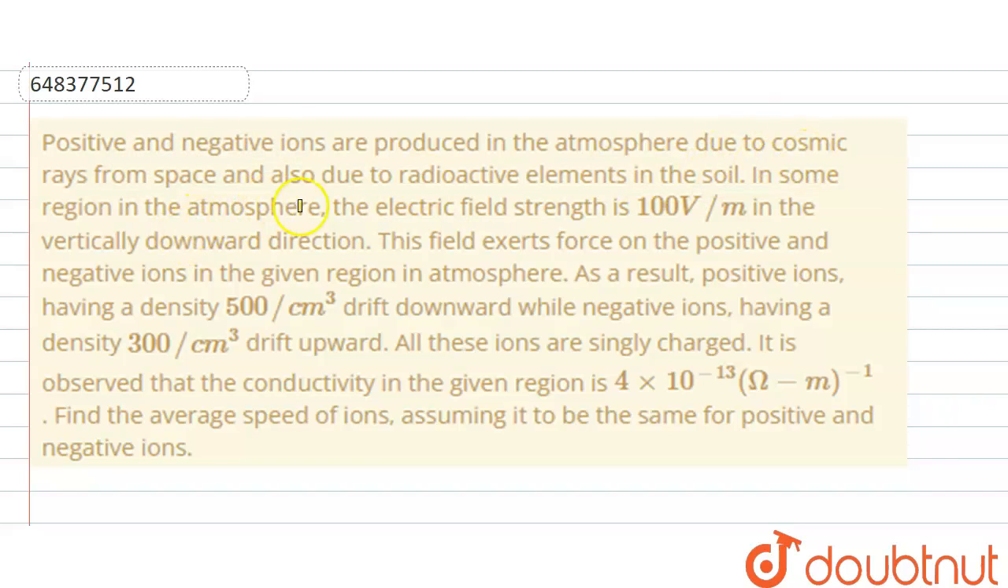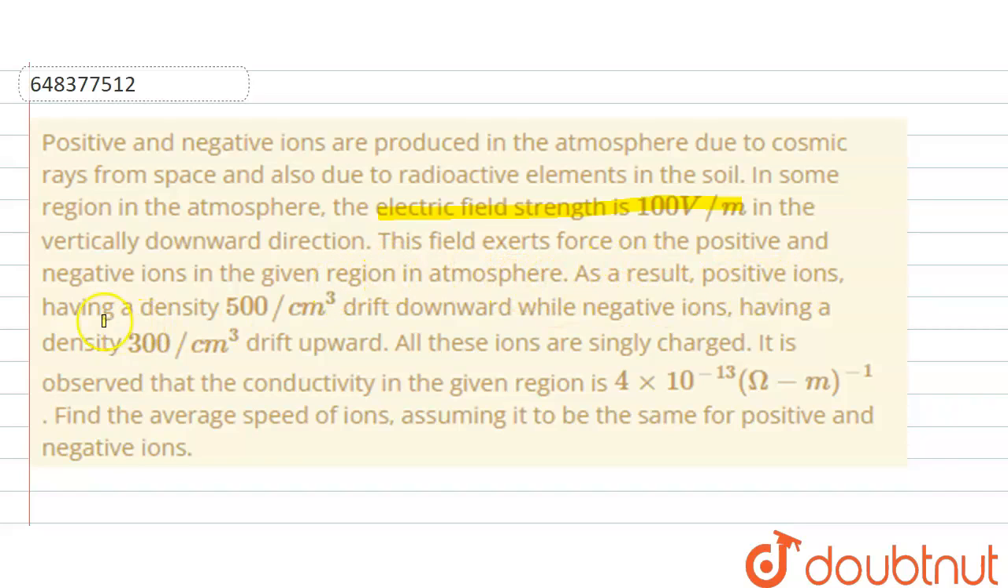Hello students, the question here is: positive and negative ions are produced in the atmosphere due to cosmic rays from space and also due to radioactive elements in the soil. In some region in the atmosphere, the electric field strength is 100 volt per meter in the vertically downward direction. This field exerts force on the positive and negative ions in the given region in the atmosphere.